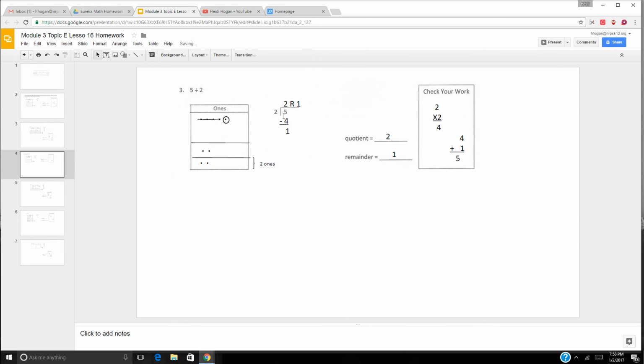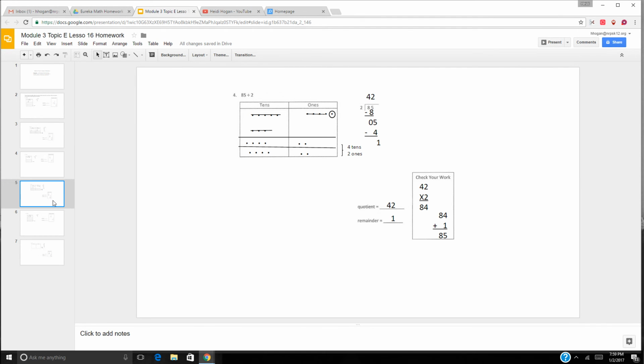And we check our work. 2 times 2 is 4. And then we add our remainder. 4 plus 1 is 5. So we are correct. I didn't write the remainder. Goodness gracious. Whoops, 1.